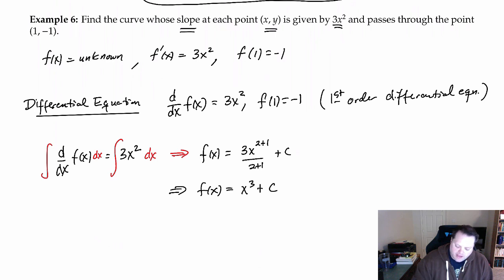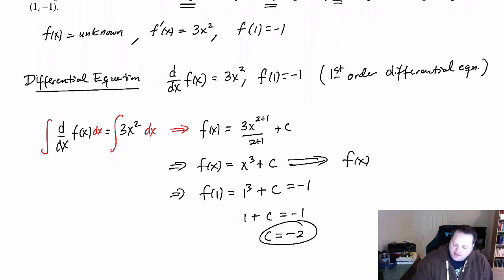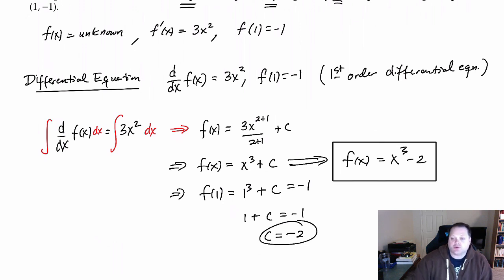plus a constant. And I know that f at 1, which is 1 cubed plus c, needs to be negative 1. So 1 plus c is negative 1, or c is negative 2. So I know from this line then that f of x is x cubed minus 2. And so congratulations, you've solved your first differential equation.